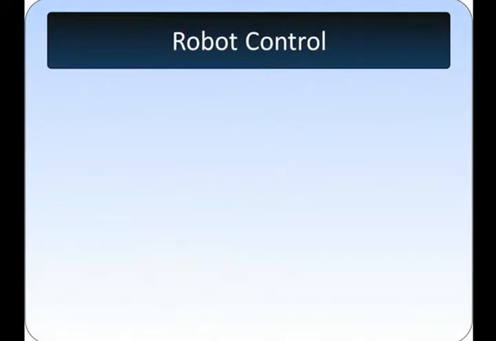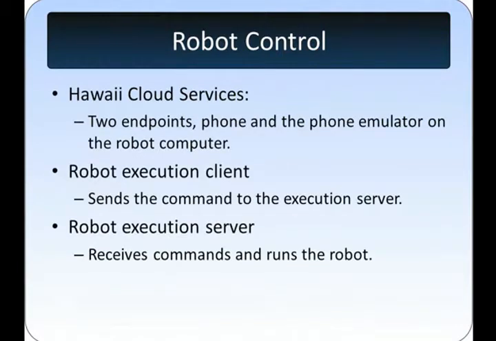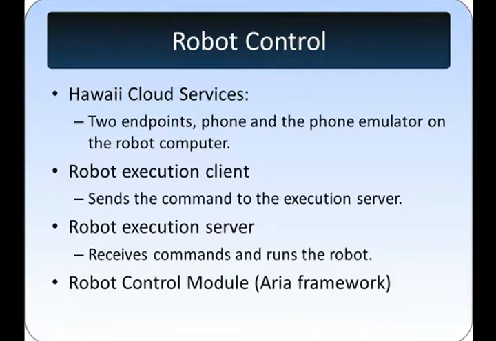The execution side is represented by a system that consists of a Hawaii Relay client, a robot control client, a robot control server, and a robot controlling module, all running on the robot computer. The Hawaii Relay client is responsible for communication with the phone application and the routing of the commands to the robot control server through the robot control client. To make it a little clearer, let's take a look at the message flow.